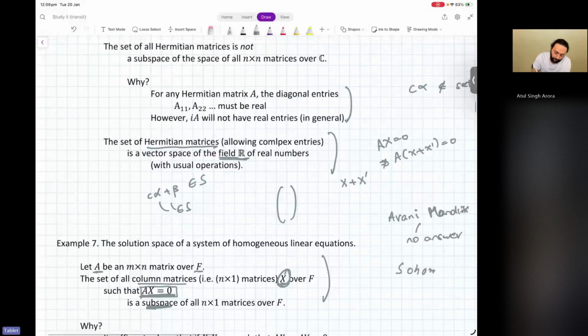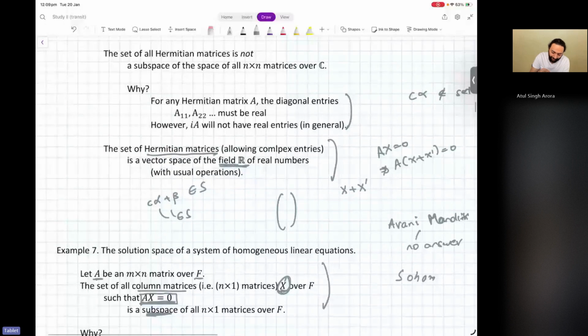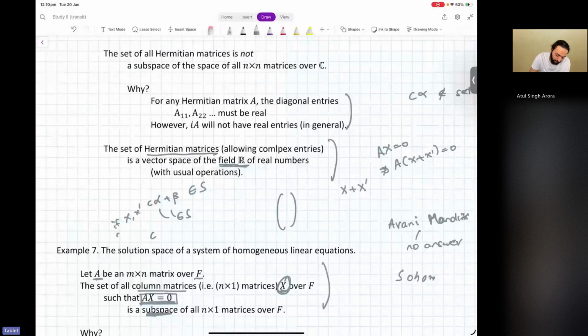Right. Exactly. So you have to be a little bit more careful. You have the right idea, but you have to say it a bit more clearly. So what you're saying basically is that if, say, x and x prime are solutions, right? So let me write it properly.